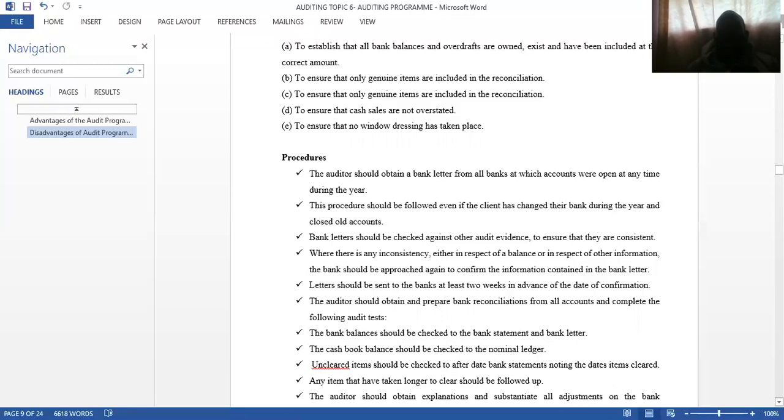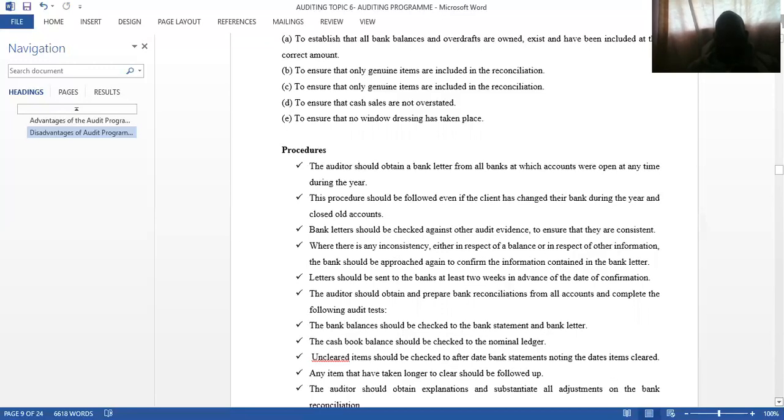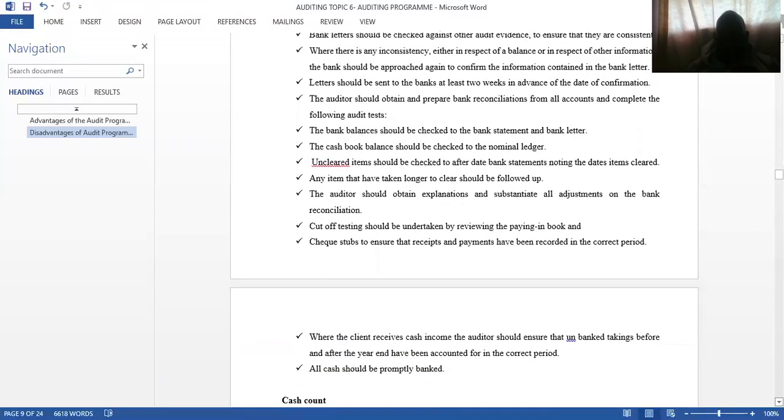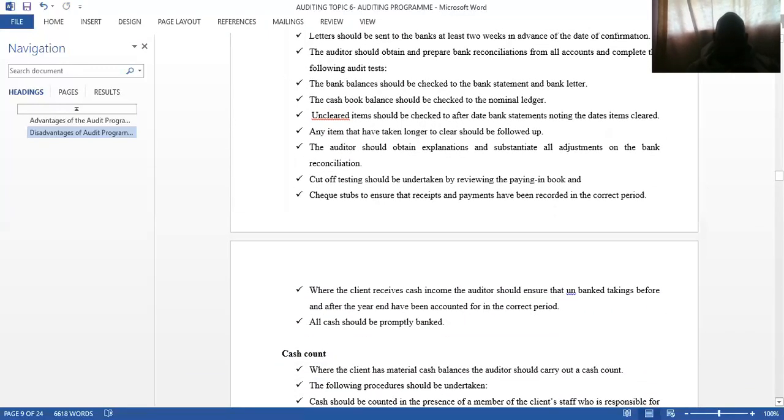You'll find that all these procedures are meant to ensure that the cash balance that is being reflected in the books of accounts is actually what is correct.